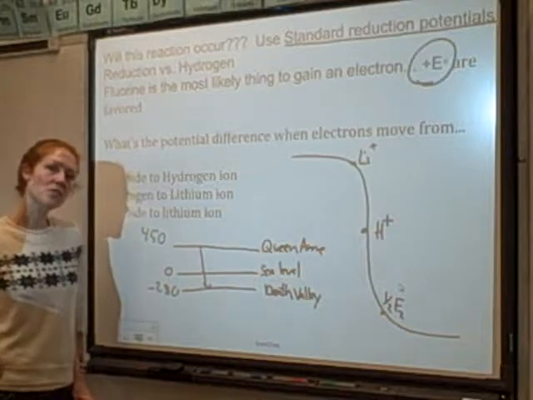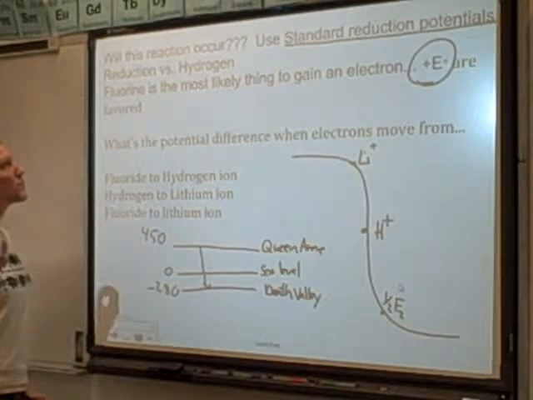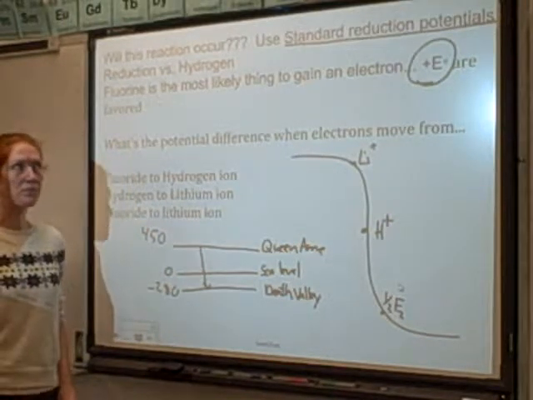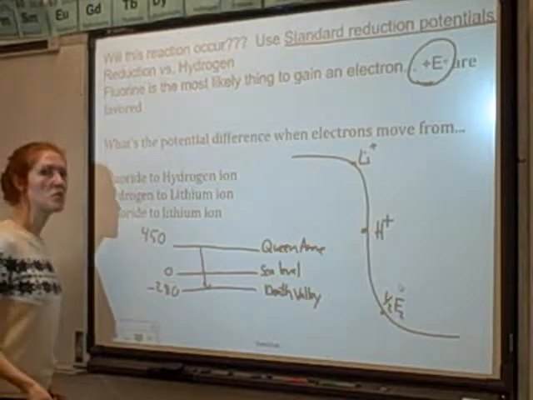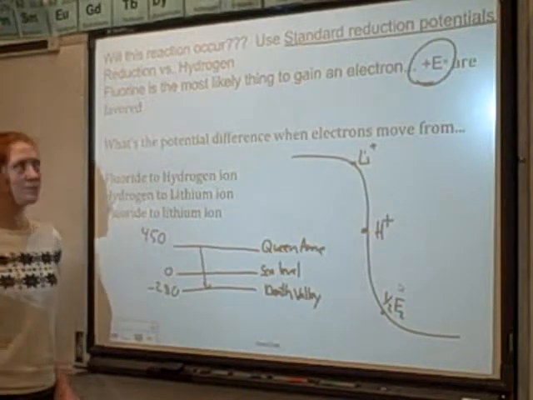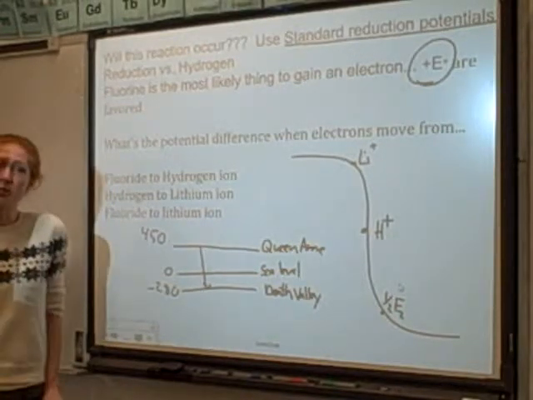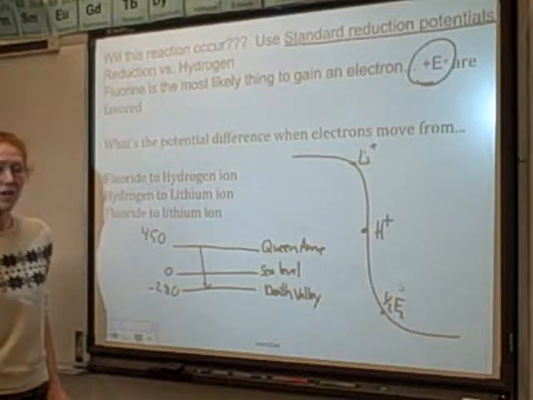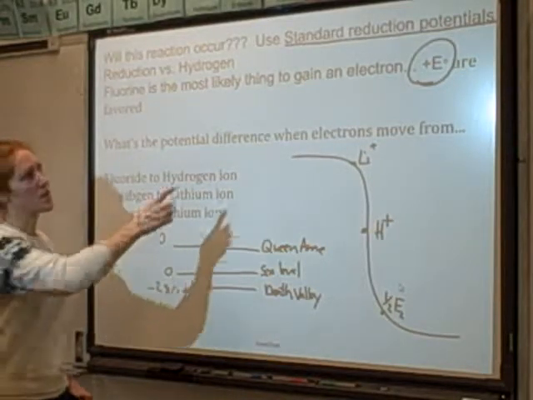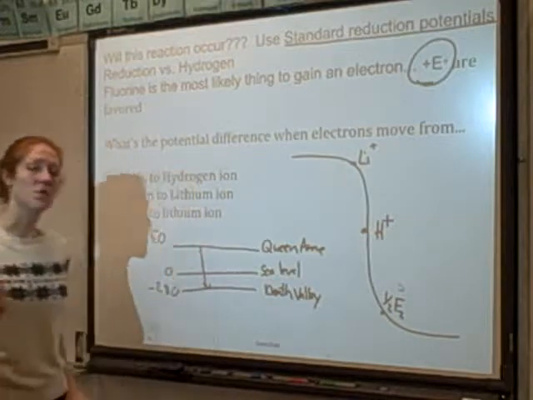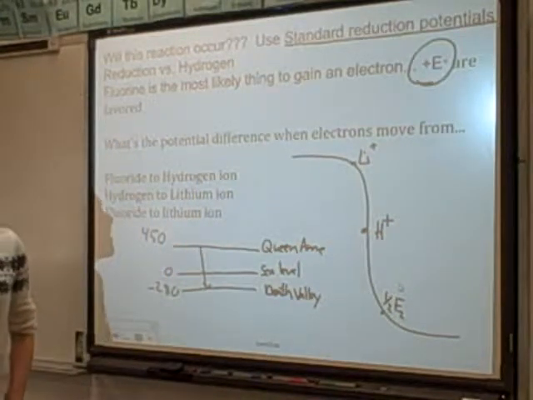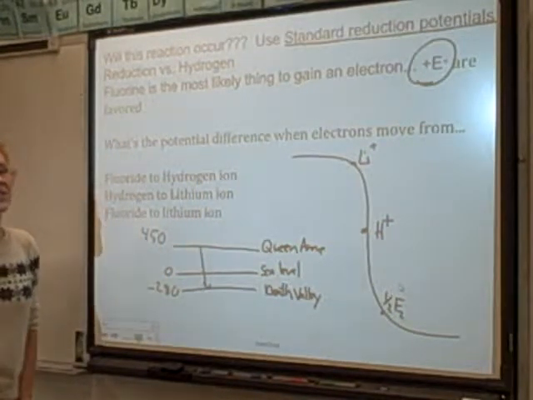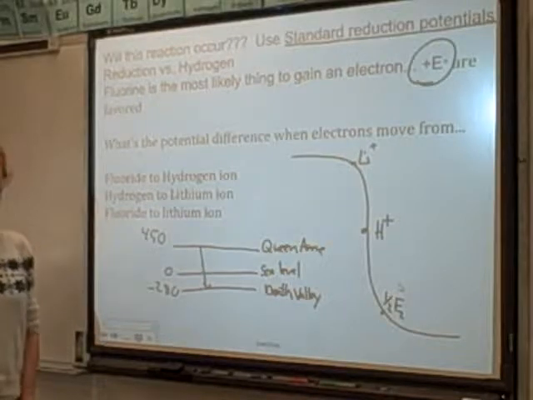Standard reduction potentials are a comparison with hydrogen, because here's the problem. Can you have a reduction without oxidizing something? No, because it's redox, reduction, oxidation. To reduce something in the standard reduction potential, something else had to lose an electron. So the entire table on that sheet is comparing with hydrogen.